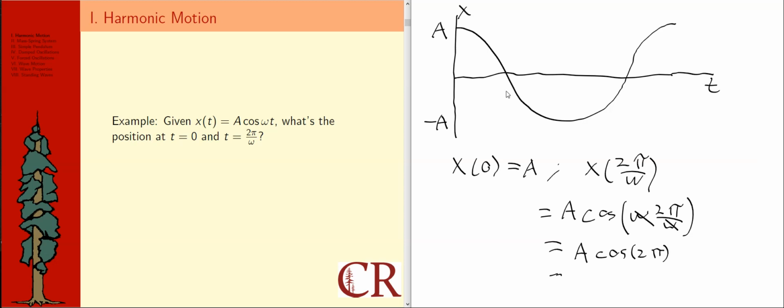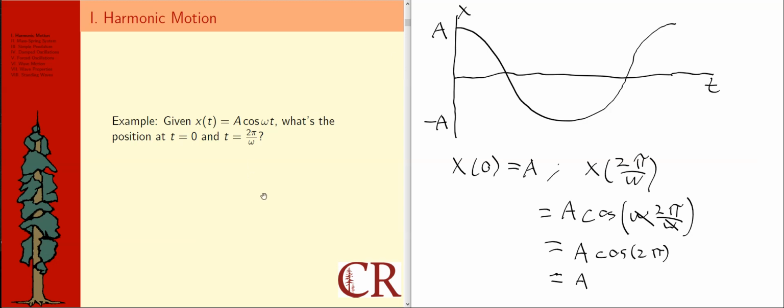and cosine of 2 pi is also equal to 1. It's when the cosine has gone through its full cycle, following the unit circle, and at that point cosine returns to 1, having gone all the way to minus 1 and back, if you remember how the unit circle definition of cosine works. So this is therefore also equal to a.